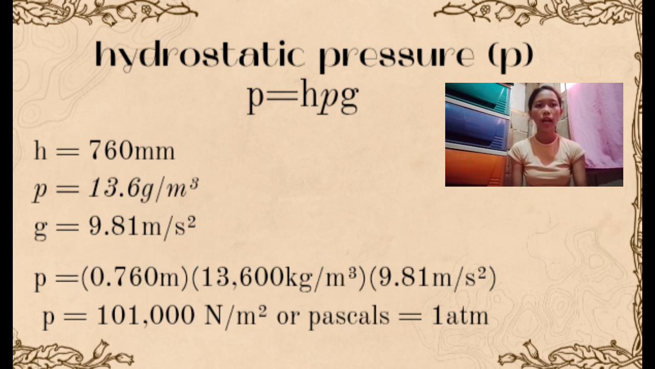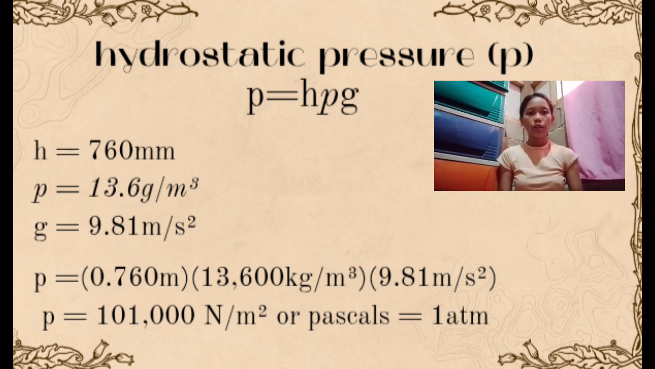So in order to find the hydrostatic pressure, we just need to multiply these three, which is the height of the fluid, the density of the fluid, and the acceleration due to gravity, using the barometer equation. So 0.760 meters times 13,600 kilograms per cubic meter times the gravity, which is 9.81 meters per second squared, is equal to 101,000 Newton per square meter or Pascal, also equivalent to 1 atm, which this total amount represents the hydrostatic pressure.